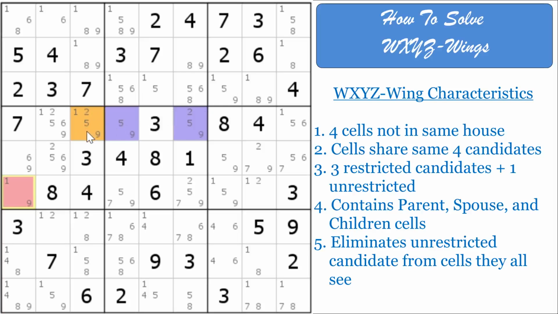And so those 3 are called restricted candidates. They're restricted because they all see each other. Now, the 9s do not all see each other. This 9 down here in row 6 doesn't see the 9s that are up here in block 5, row 4. That is called the unrestricted candidate. And for WXYZ-Wing to work, you have to have 1 unrestricted candidate. Again, that's the candidate that you're trying to eliminate.